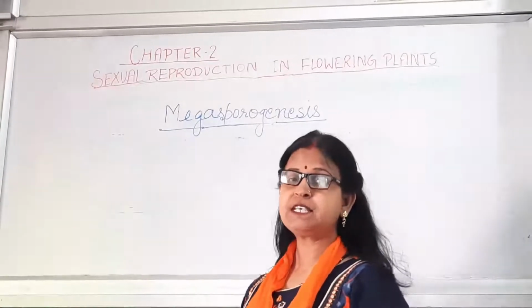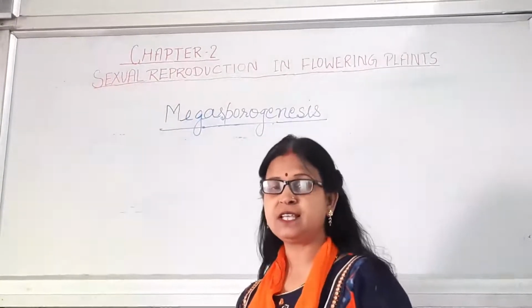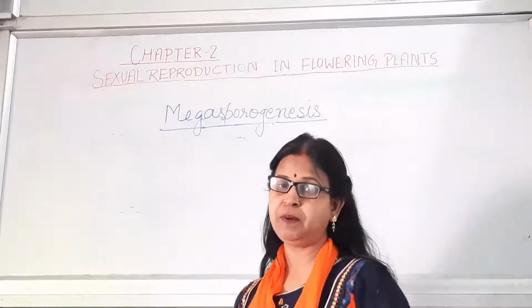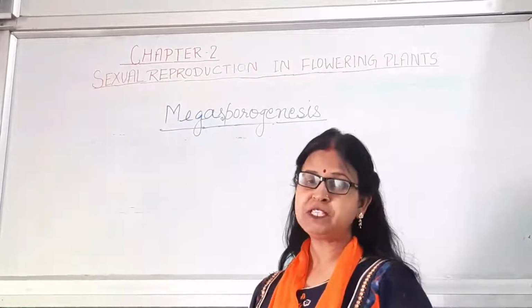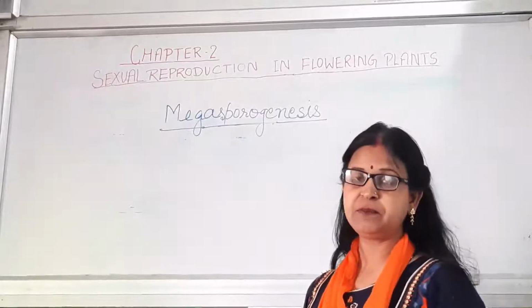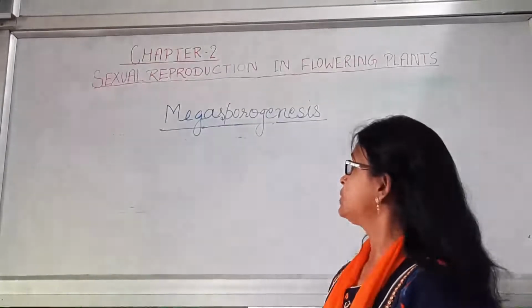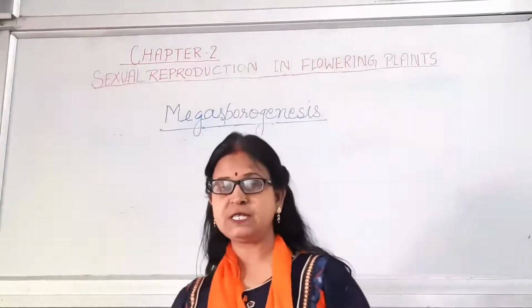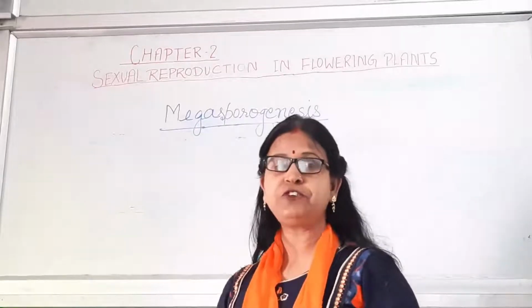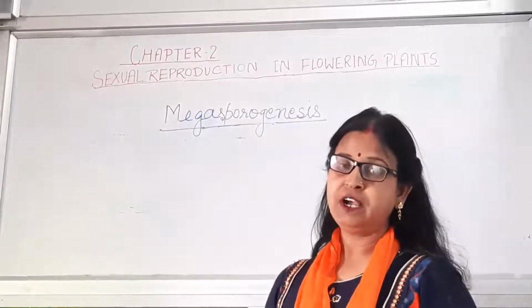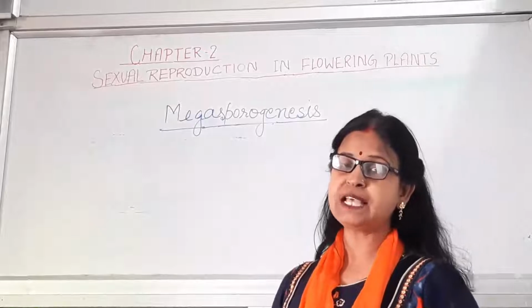Today we will discuss megasporogenesis and the female reproductive part of the flower, because megasporogenesis takes place inside the female reproductive part of the flower. As you all know, megasporogenesis means formation of the female gametophyte. The female gametophyte is also known as the embryo sac.